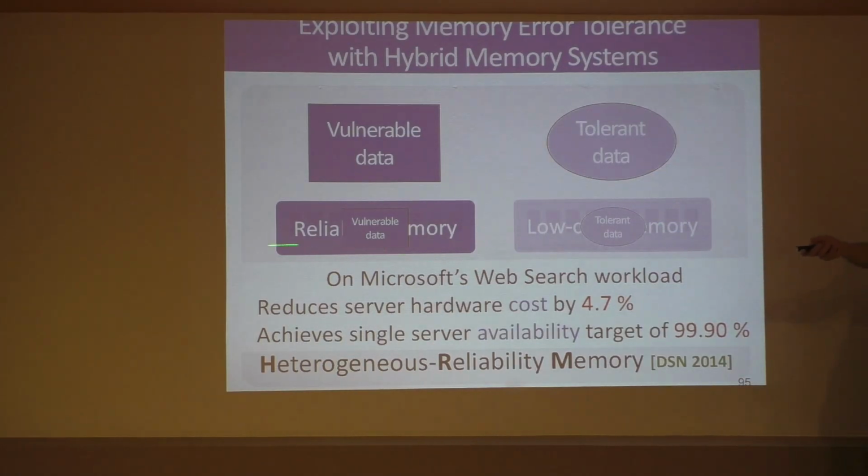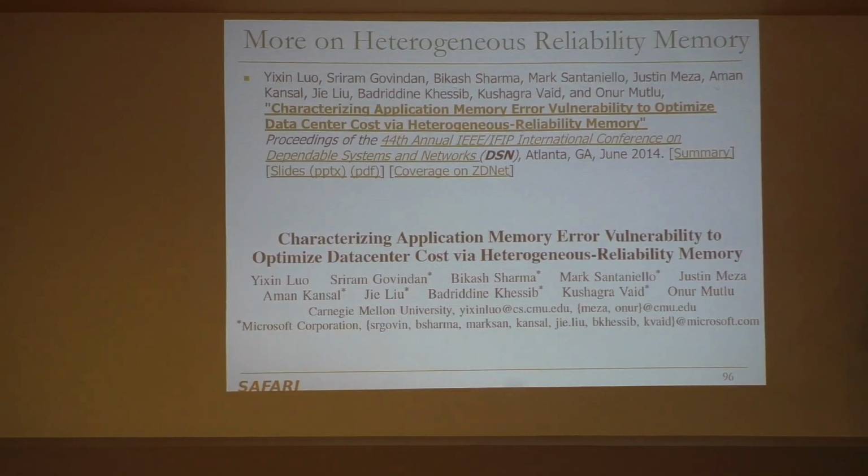We found out that if you partition your data this way, identify your data as vulnerable and tolerant, and map them to different types of memories, you can get rid of a lot of ECC, error correcting codes, in your system, and you can still be reliable. So this is one example. If you're interested, I think there's a wealth of exploration that could be done in this direction, heterogeneous reliability memories, and this is a paper that talks about it.